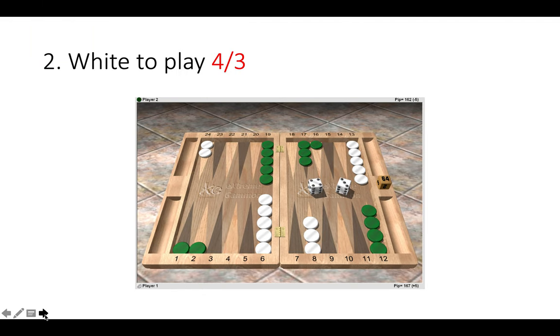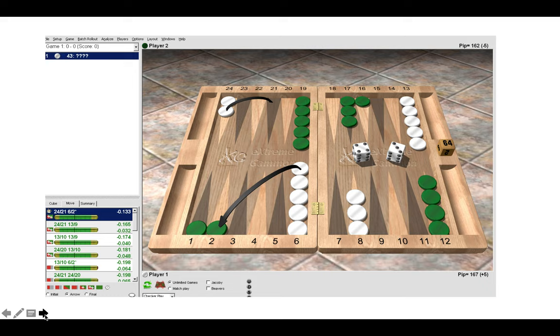So here, white to play 4-3. Now, the correct move here is to split the back checkers with a 3 and then to hit loose with a 4. Now, again, there are reasons why this is the best play.